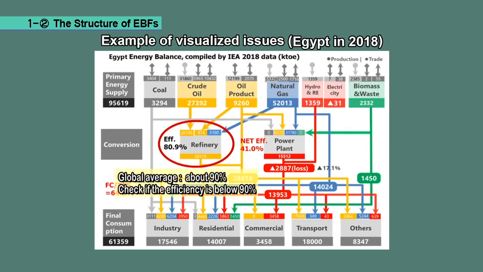The efficiency at refineries is 80.9%. Since the global average is nearly 90%, we can see that there is also room for EE and C efforts at refineries in Egypt.